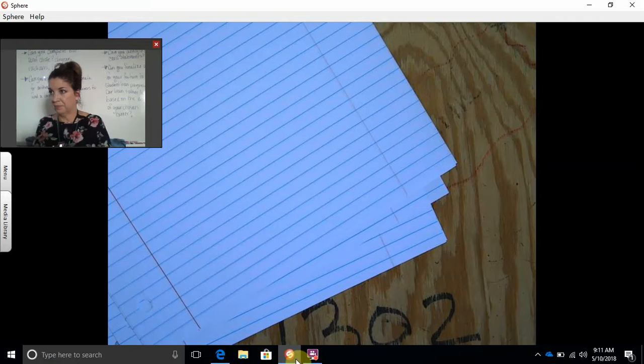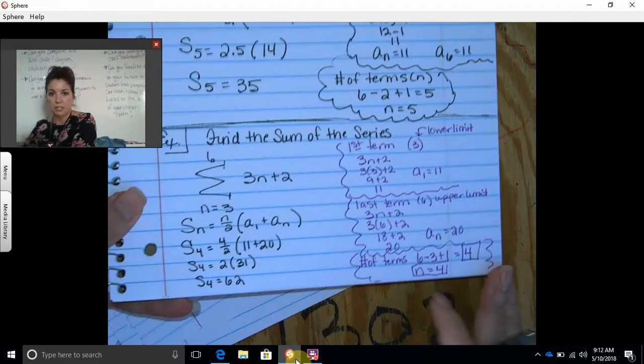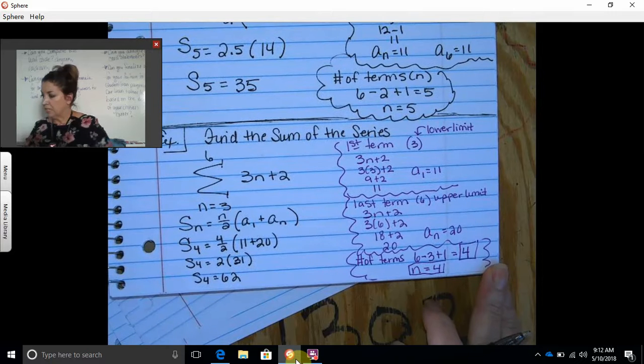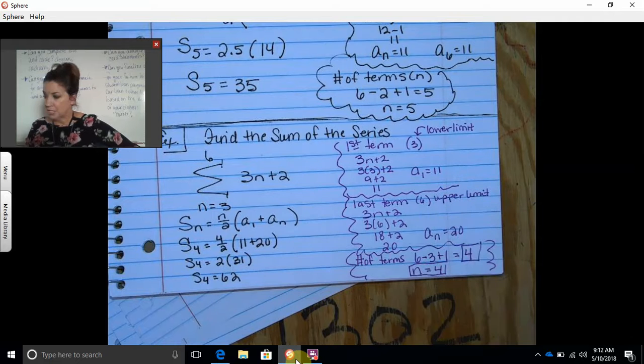What'd y'all get? What? 62? That's what I got too. 62. So I got that my first term was 11. My last term was 20. There were 4 terms in the series. Substitute it all in, and so those 4 terms added together is 62.